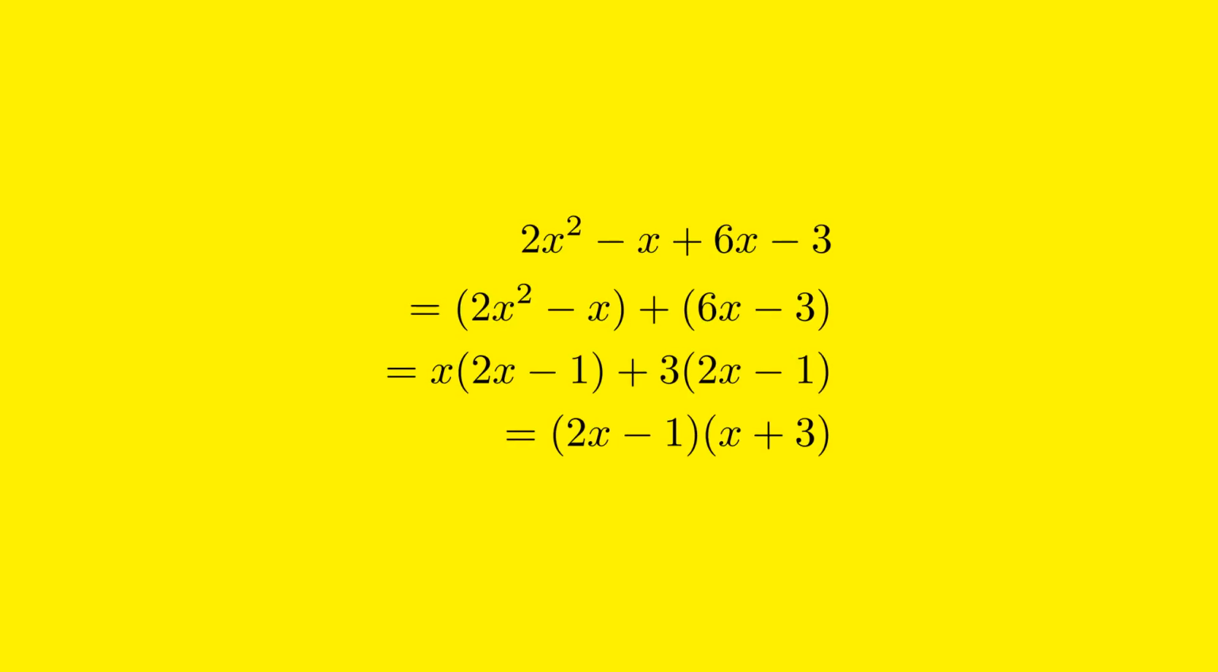To solve this quadratic expression, we should aim to express it in the form of a product of two binomials. In order to achieve this, we need to find two numbers that have a product equal to the product of the coefficient of the x squared term, in our case 2, and the constant term, here minus 3. And the same pair of numbers should also have a sum equal to the coefficient of the x term, which is 5. After multiplying 2 by minus 3, we get minus 6. We are now trying to find two numbers whose product is minus 6 and whose sum is 5.